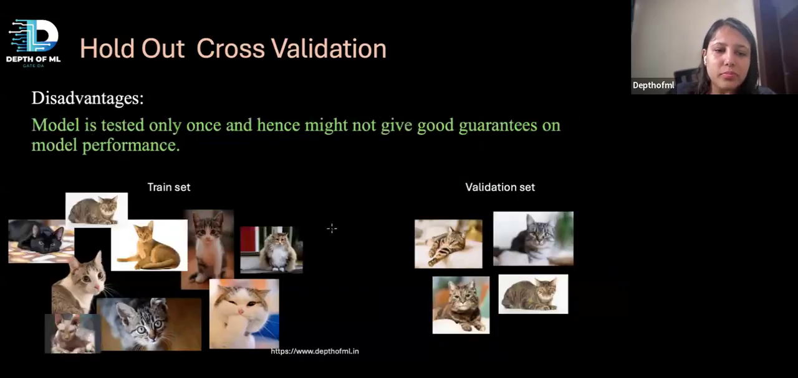Another thing is, the model is tested only once, hence it might not give good guarantees on the model performance. Because you test the model only once, and suppose that you reached a split like this, right? Here you can see that these kinds of cats, I don't remember the type of this cat, are very much in the data set. This particular cat is of the same type, this is also the same type, this is also the same type. This one, let's not include because it is white. So I have 4 data points in the validation set which are of the same type. So there are 2 things playing out here.